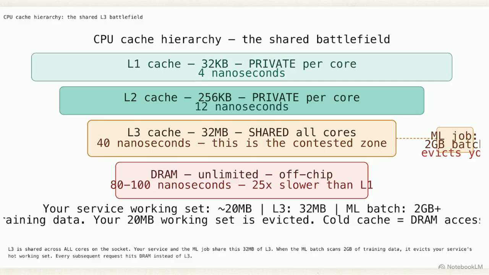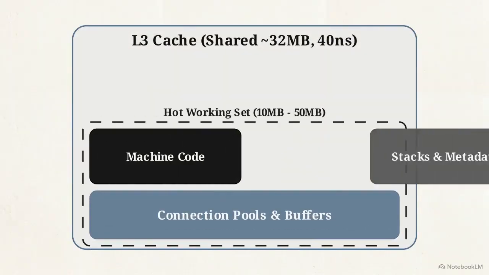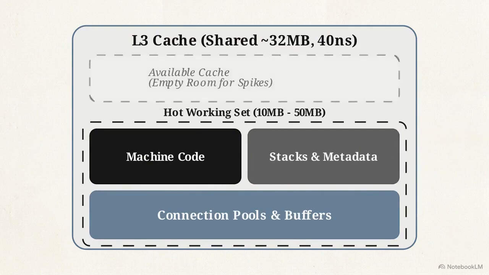Beyond kernel throttling, neighbors attack at the silicon layer. This CPU cache hierarchy shows fast private L1 cache. The 32 megabyte L3 cache is shared across every core on the socket. Main DRAM sits at the bottom, taking 100 nanoseconds per access. A standard Go API has a hot working set, connection pools, buffers, and compiled machine instructions that easily fit into the fast shared L3 cache during normal operation.